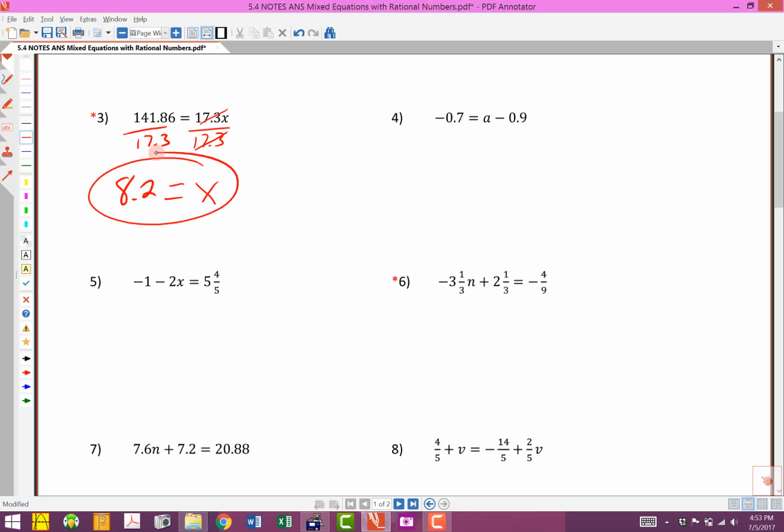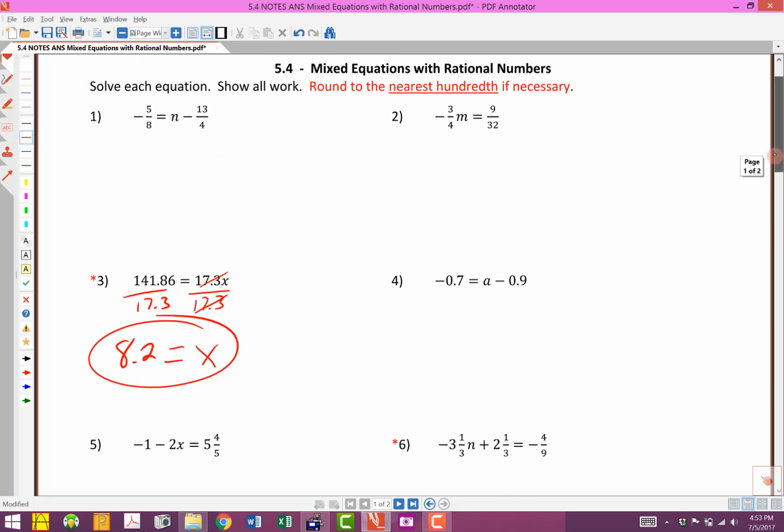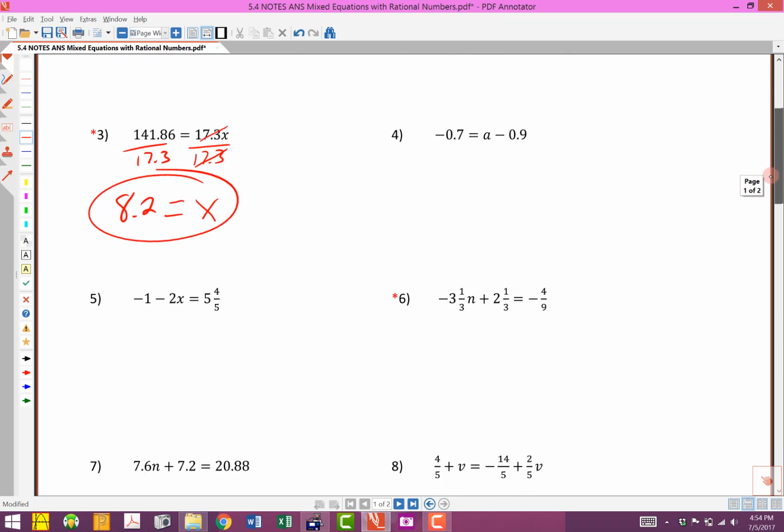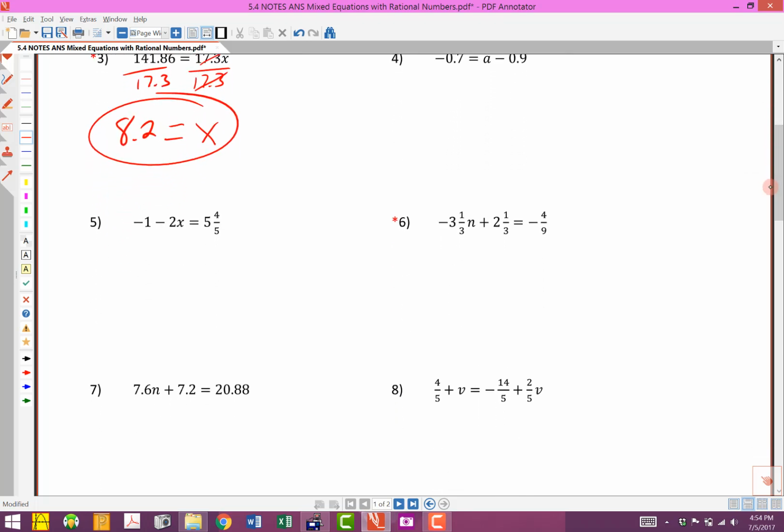Now, if it wasn't a nice answer, if it had a long repeating decimal pattern, or was just a really ugly decimal, remember, you're going to round to the nearest hundredth on problems like that. If the problem's written with a fraction, you've got to write the answer as a fraction. If it's written with a decimal, then you can write the answer as a decimal. And again, if it gets too ugly, then you're going to go ahead and round it to the nearest hundredth.